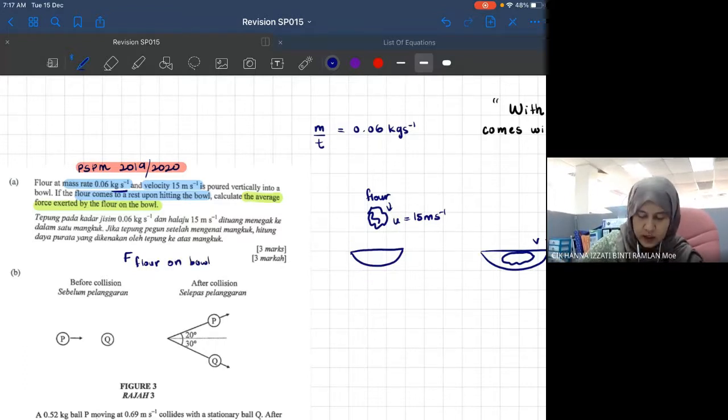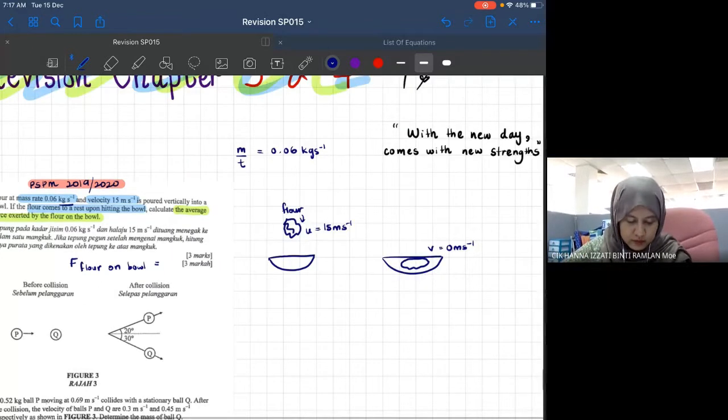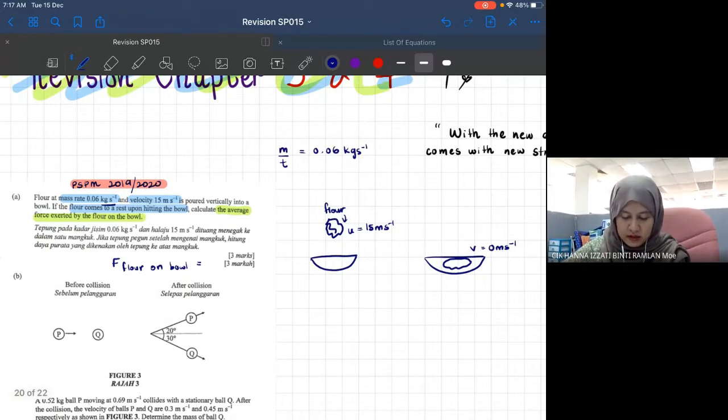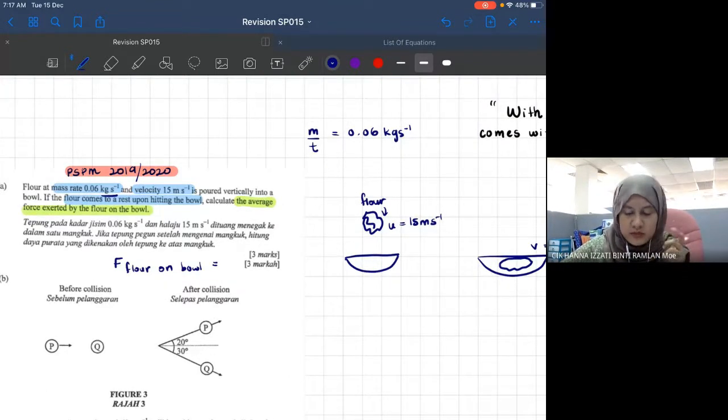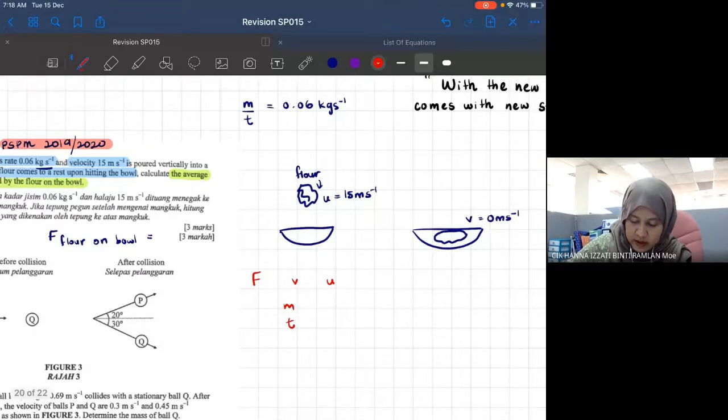Right. So bila kamu nampak this one kan, you don't know where to start kan? Tak tahu chapter mana ni kan? But this is actually chapter 3 lah. Okay. Kenapa kita tahu this chapter 3? Sebab dia ada kaitan dengan force. And then dia ada kaitan dengan V dengan U. And then dia ada quantity massa dengan mass kan? So if you were to gabung this quantity, this is actually F.